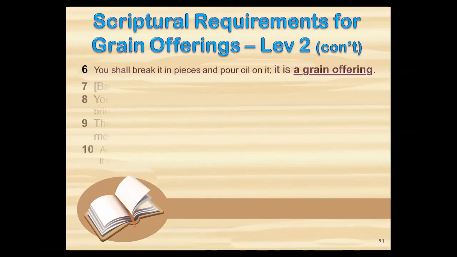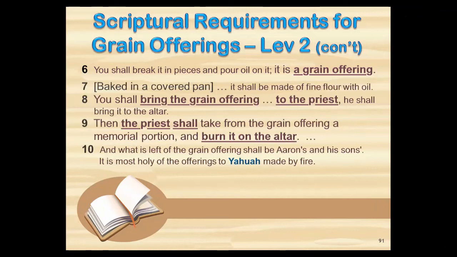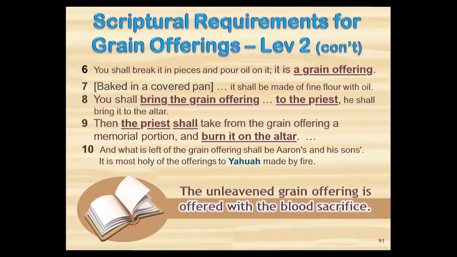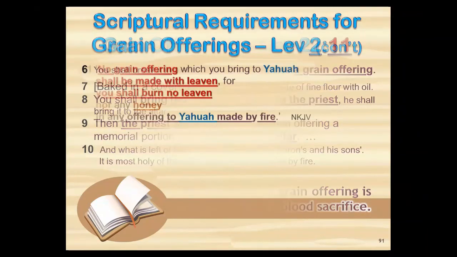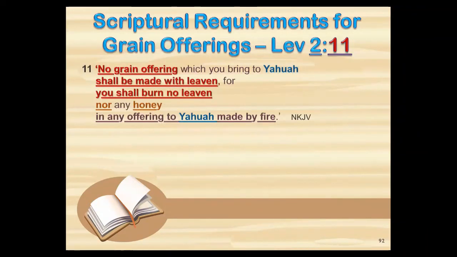Baked in a covered pan, it shall be made of fine flour with oil. You shall bring the grain offering to the priest. He shall bring it to the altar. Then the priest shall take from the grain offering a memorial portion and burn it on the altar. And what is left of the grain offering shall be Aaron's and his sons'. It is a most holy offering to Yahuwah made by fire. Yes, the unleavened grain offering is offered with the blood sacrifice. It's very, very clear. But Leviticus 2 verse 11, this is where it gets extremely clear.